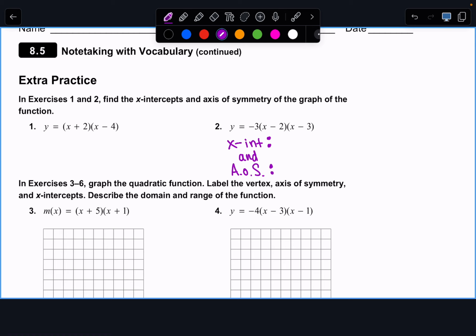All right, Dot, what are our two x-intercepts? 2 and 3. Okay, which means our axis of symmetry is where, Emily? 2.5. The axis of symmetry, what? Okay, 2.5. 2.5, 5/2, whichever one you put is fine.